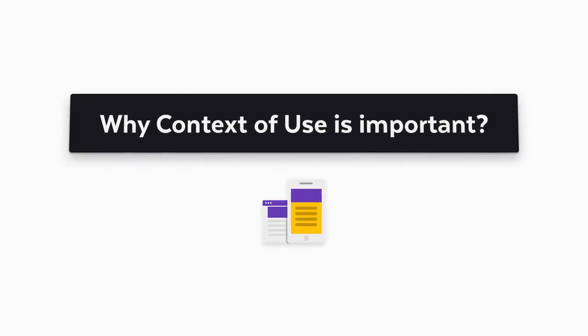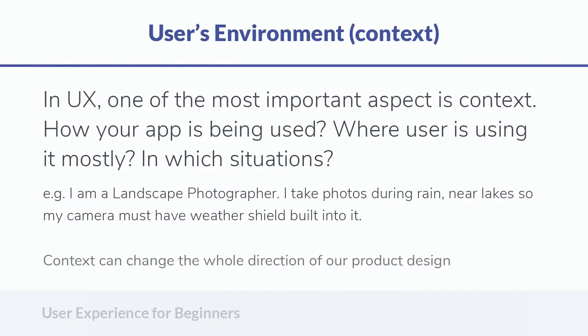To be a better user experience designer, one of the things is that you study human behavior or psychology. The second one is that you look at the users' environment or the context of usage. If you know what your app is going to be used for, how it is going to be used, where the user is going to use it mostly and in which situations, then you can design it better.